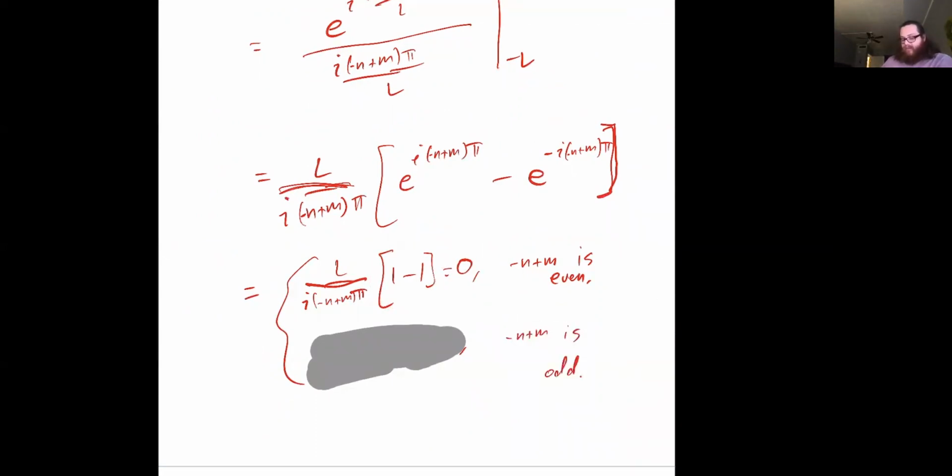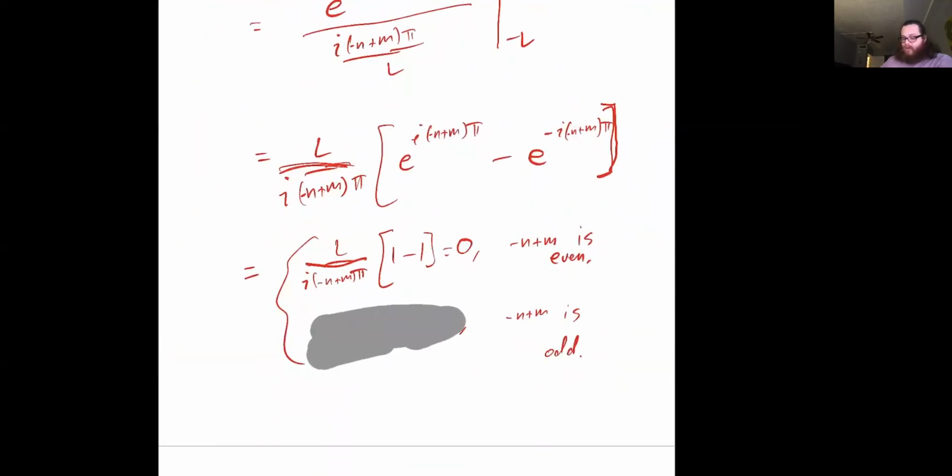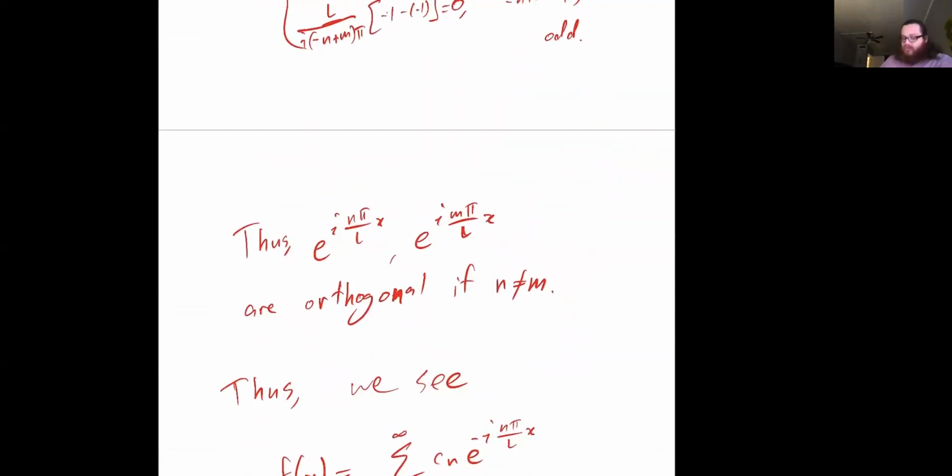On the other hand, if minus n plus m is odd, we're going to have e to the i times an odd number times pi. And what we saw up here was that's equal to -1. But if this is odd, then minus this is odd. So we end up with L over whatever, constant in front times -1 minus -1, which of course is 0. So the conclusion is that these two functions are orthogonal. If n and m are different, their inner product is 0.